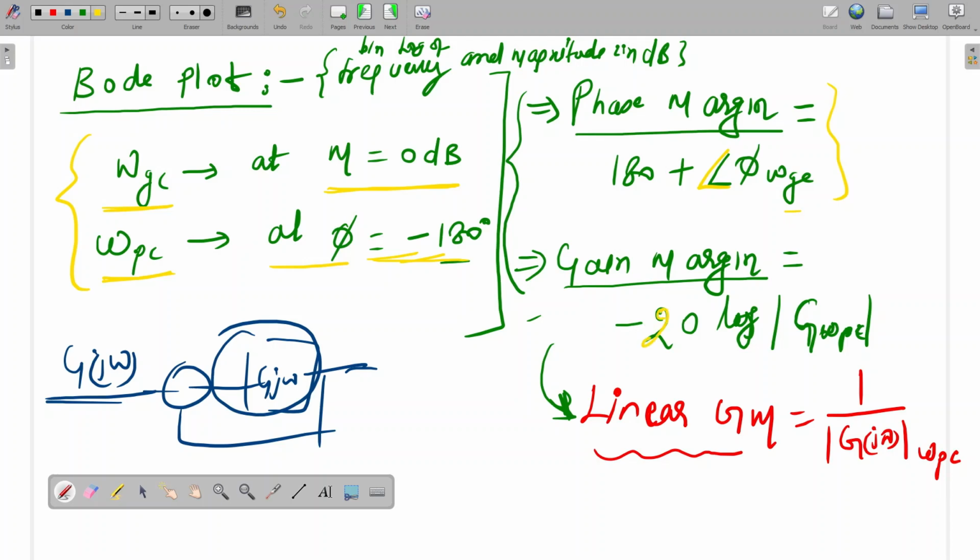Gain margin formula in linear scale is 1 divided by the magnitude of the plant function at omega phase crossover frequency. And in dB, gain margin will be 20 log 1 by G of omega pc, which, taking it to the top, is equal to minus 20 log of G j omega pc. I think all of you know this formula, so I have just revised it.